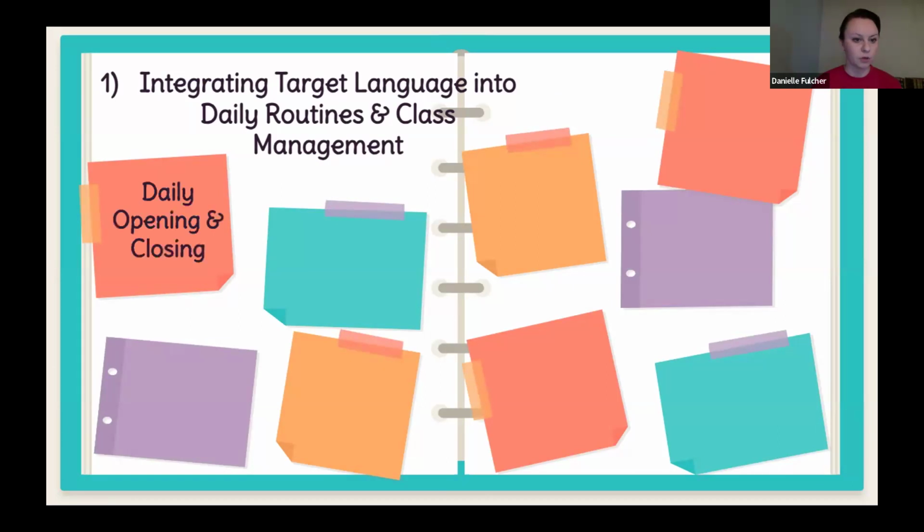Some examples for this: your openings and your daily closings. At Northwest, we call it our first 5 and last 5. In my slideshow presentation, everything is written in Spanish. The first couple of weeks, it was kind of rocky, yes, because students didn't understand everything. But now they see it every day. They are expecting it every single day. They know what is being said. It's just taking that time to practice it.